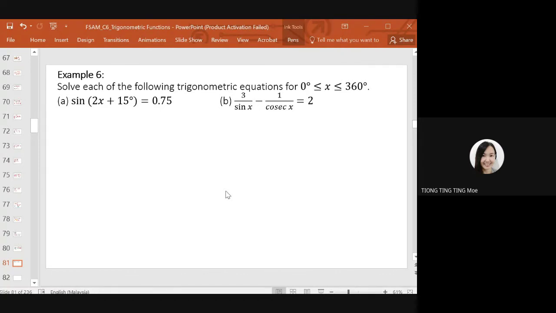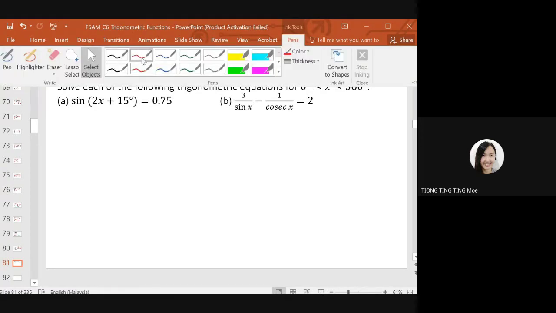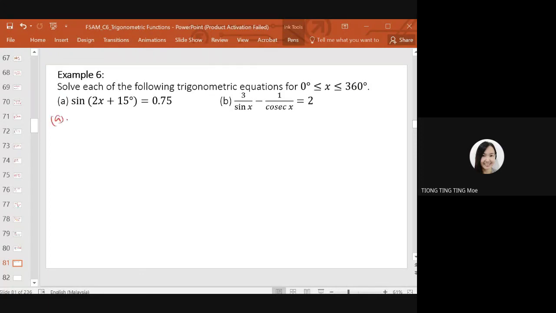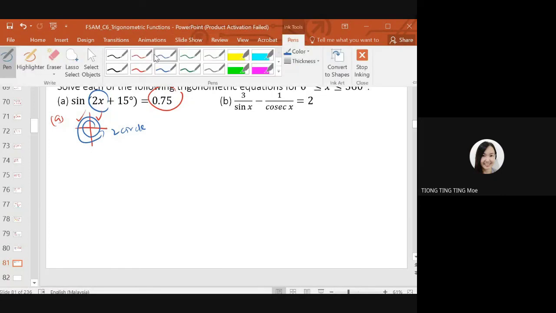Okay, how to solve the question? Here, what is the difference between this and just now? Actually, not much difference. We try one by one. We try A now. We determine in which quadrant first. Positive sign. First and second. But see how many circles. 2x plus 15 degrees. 2x means 2 circles, it means that 1, 2 multiply 2, so you will have 4 angles later.